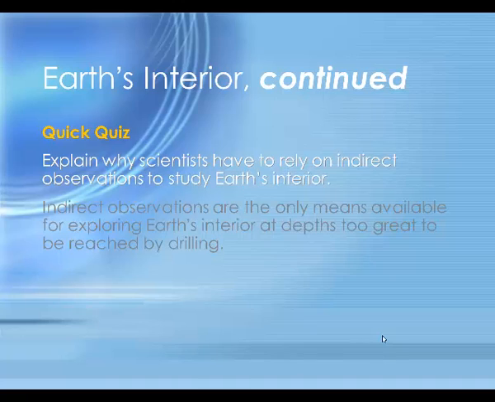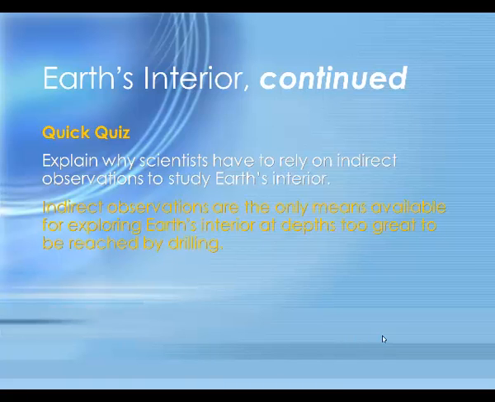Okay, too hot. If we get down that depth, we're going to have an increase in pressure, an increase in friction. Therefore, the temperature is going to be too high for anything that we could send down there to withstand. So indirect observations are the only means available for exploring Earth's interior at depths too great to be reached by drilling.